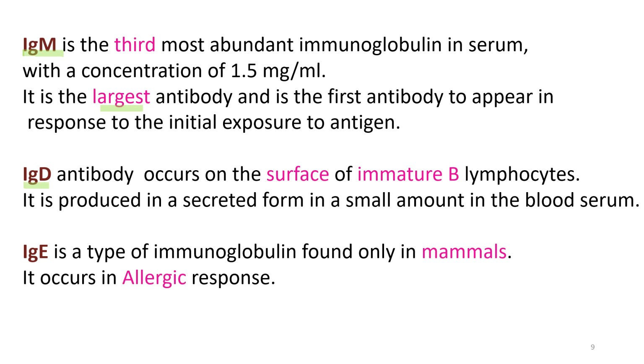The next class is IgD antibodies. These antibodies do not play a direct role in pathogen killing, but these antibodies occur on the surface of immature B lymphocytes. And the last one is immunoglobulin E. It is a type of immunoglobulin found only in mammals. And this IgE occurs in allergic responses. So IgE signals mast cells of our body to release certain chemicals like histamine, which shows allergic reactions in the patient's body.